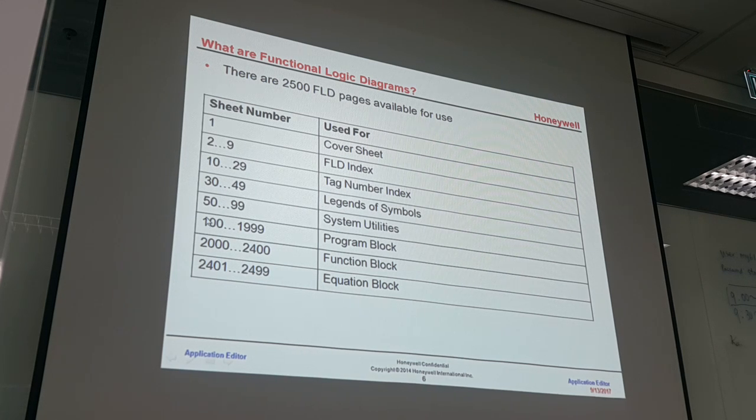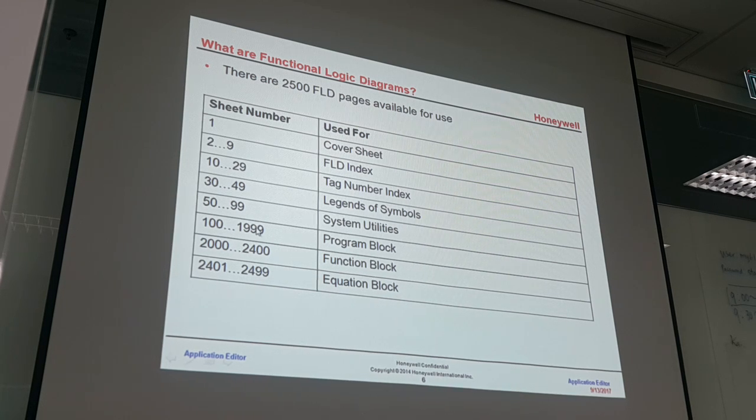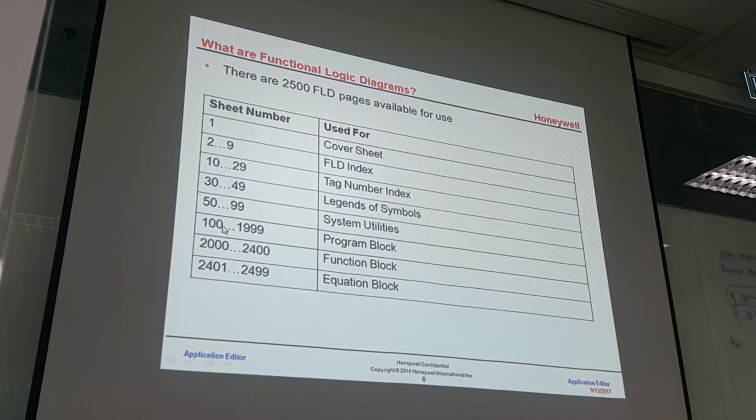And the program block, Honeywell advised you to use pages from 100 to 1999. So you can use it as the program block. You can follow this advice or not.